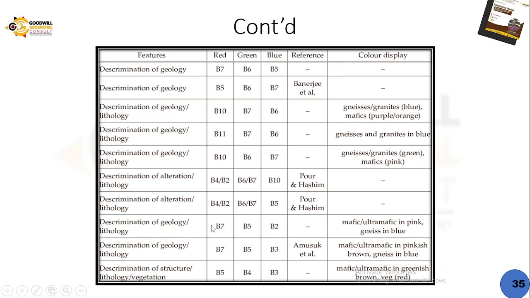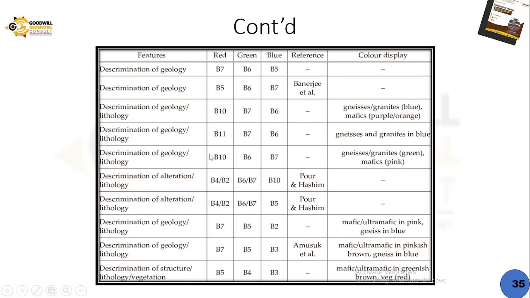Also, band 7, 5 and 2, ultramafic and mafic rocks will appear pinkish, whereas gneiss appears to be blue in coloration. So once you do this RGB color combination and you see blue in the resultant image, it should tell you there is gneissosity. That area has undergone gneissosity.